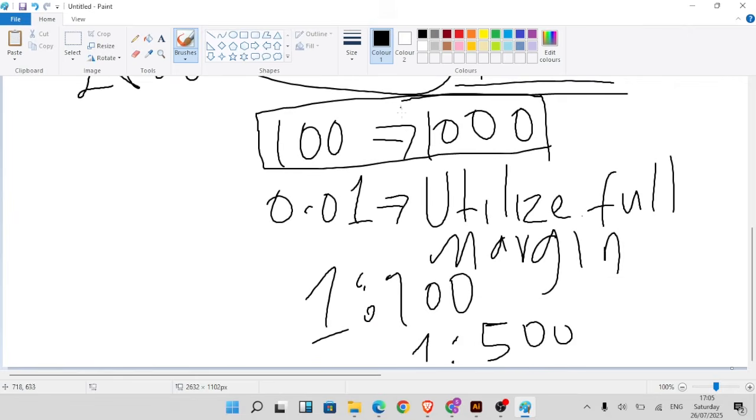up to 1,000, from 100 to 1,000. This is like 1 to 10 risk to reward ratio, but sometimes you'll get even 1 to 30, 1 to 50 risk to reward ratio with this model.